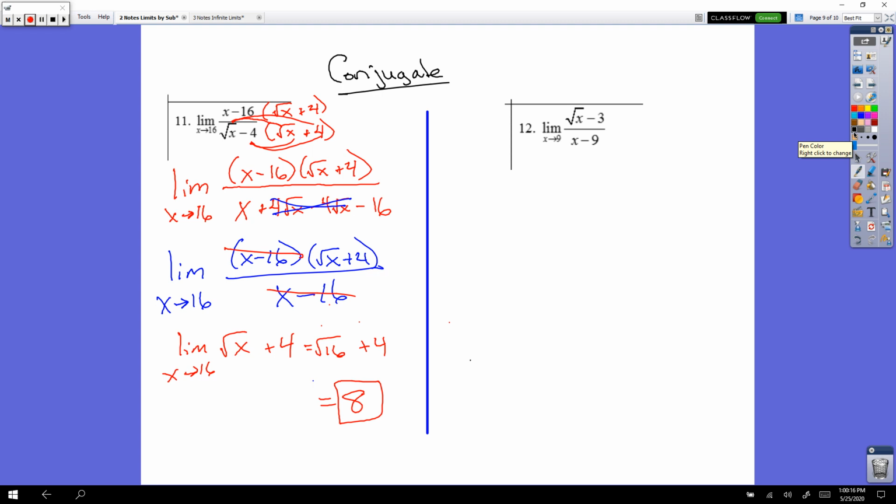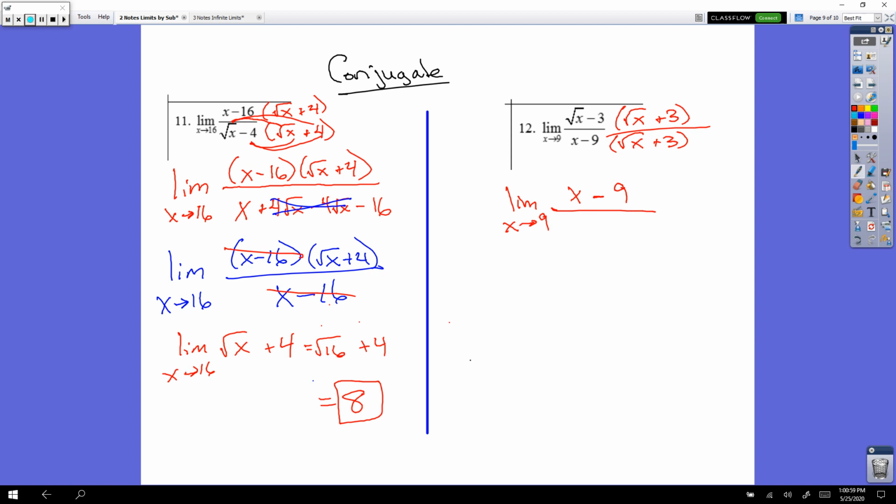Now, number 12, same type of problem, right? I plug in 9, that makes the bottom 0. So I need to change the problem up. Now, we can multiply the conjugate to move that to the bottom. So we're going to multiply top and bottom by the square root of x plus 3. Okay. So the limit as x approaches 9. Now I'm going to do this one with the difference of squares pattern. So square root of x squared would be x, always a minus sign. 3 squared would give me 9. Okay. Now again, if you don't recognize that pattern, you can FOIL it out yourself.